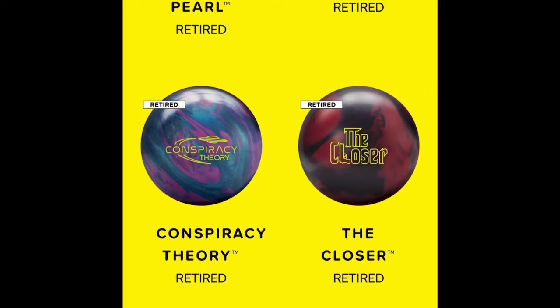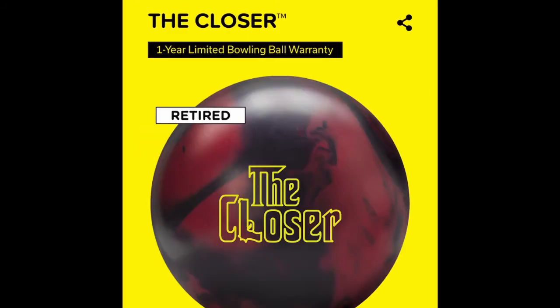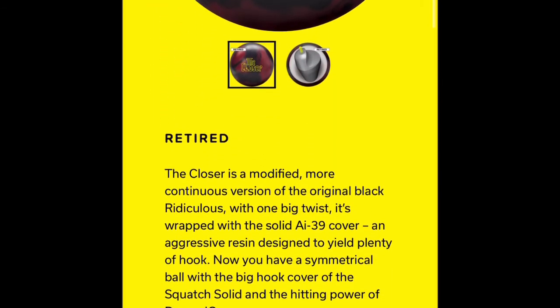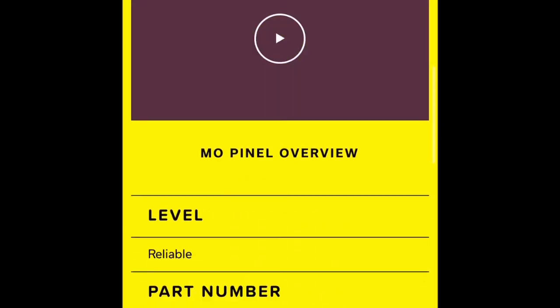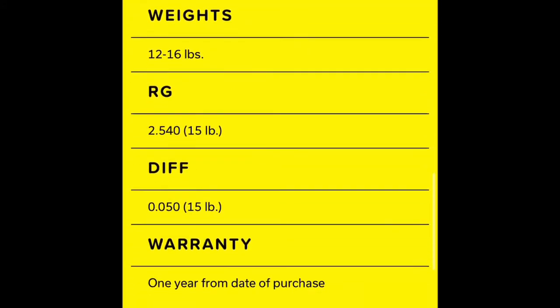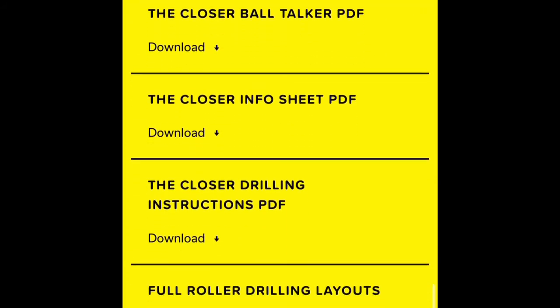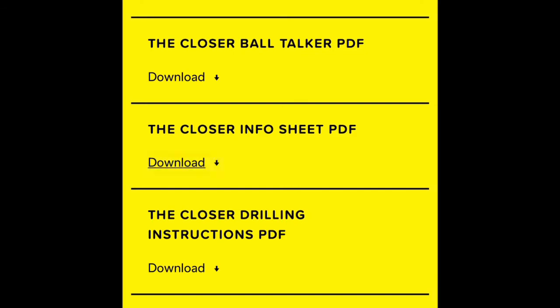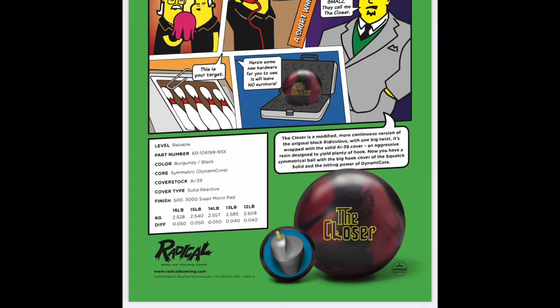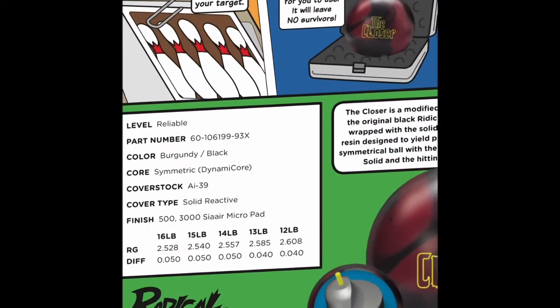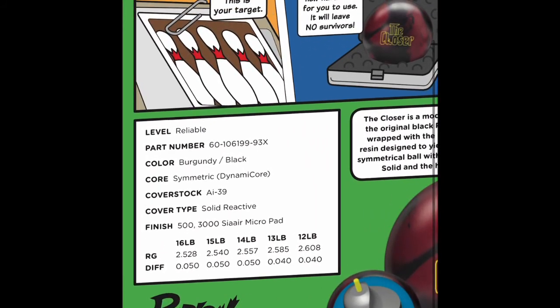But in this search, I happened to find that the Closer was the closest to the Ridiculous, because I'm going to go down to the bottom. I'm going to go into the info sheet, download the info sheet so I can get the numbers. And with this, I should say that since most people throw 15-pound bowling balls, I'm going with the 15-pound numbers. But if you throw any other weight, make note that they have all the RGs of the weights in there from 12 pounds to 16 pounds. So you want to make note of the weight that you are throwing, the RG numbers.